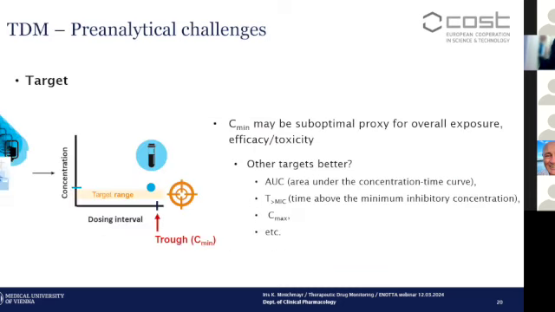It is important to be aware of the adequate target for a patient because sampling trough concentrations is not always optimal. There may be other target measures that are more closely associated with toxicity or efficacy, like, for example, the area under the concentration time curve or the time that concentrations exceed the minimum inhibitory concentration, or, for example, the maximum concentration.